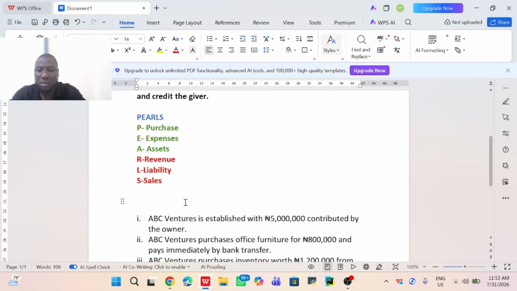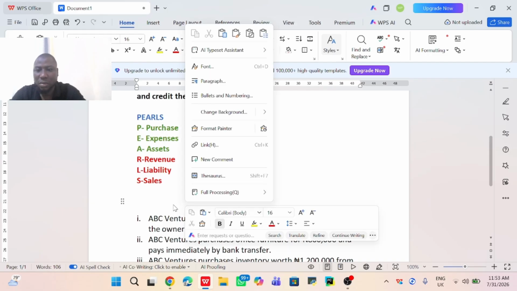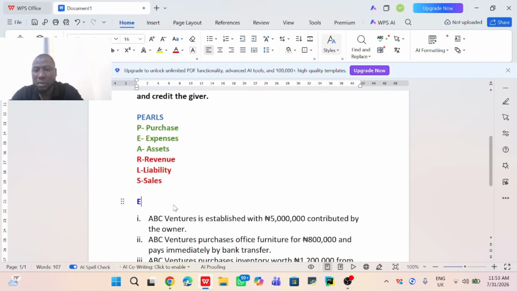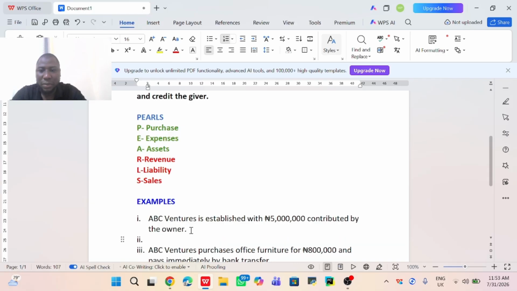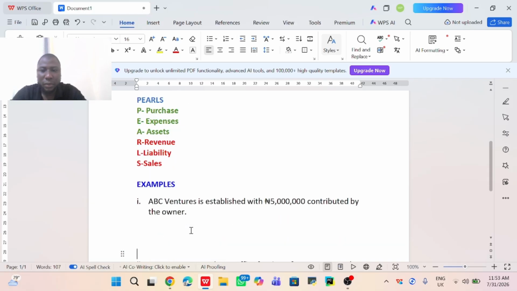So, examples. Example number one. ABC Ventures is established with 5 million naira contributed by the owner. Contributed by the owner. Let's look at it very well.